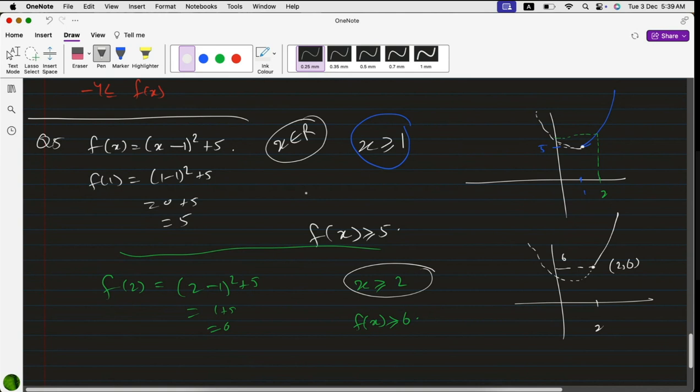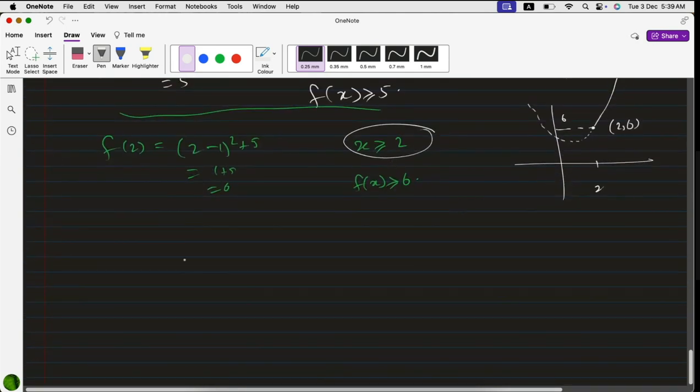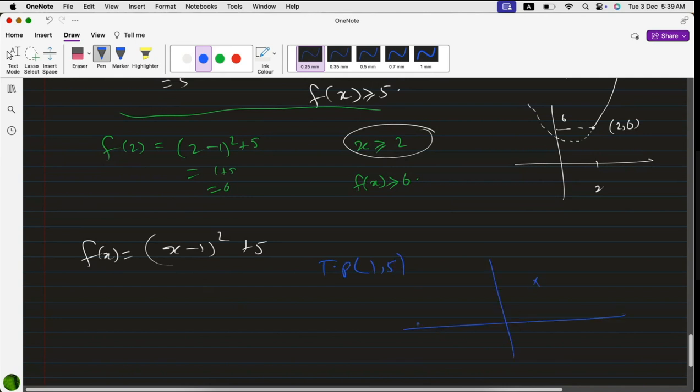Exactly, that's again pretty much possible, because we know that (x minus 1) whole squared plus 5 is a quadratic function, and the turning point is 1 comma 5. So 1 comma 5 is this point and it is a smiley face. So we know the lowest value is 5. So f of x would be greater than or equal to 5.